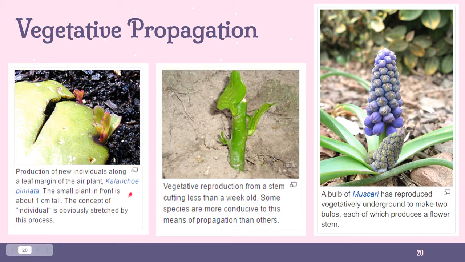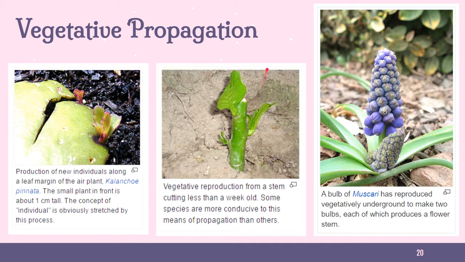Okay, so we see here a new stem, okay, a new leaf growing from a stem of a cutting that's less than a week old. So I think you're familiar with this, especially if you have mothers or titas or lolas who are fond of planting plants, okay, ornamental plants or plants like malunggay or something.